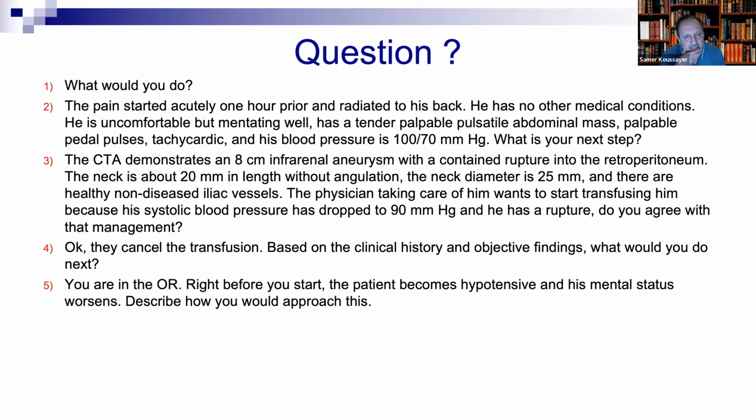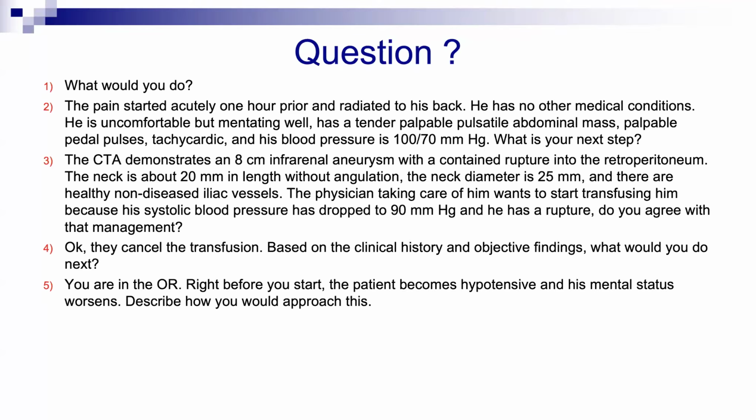So you are in the OR right before you start. The patient became hypotensive and his mental status worsened. Describe how would you approach that? So you put him in the OR. They just put him in the OR. They didn't even start anesthesia. He's still awake. So he becomes hypotensive and his mental status worsens. So what do you do next?